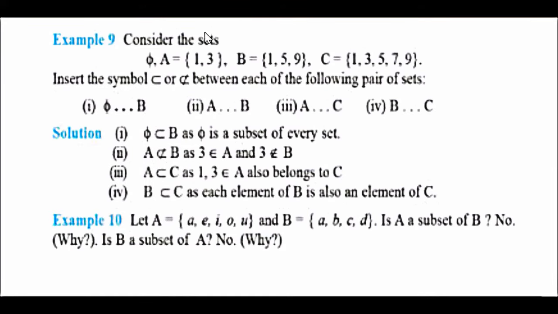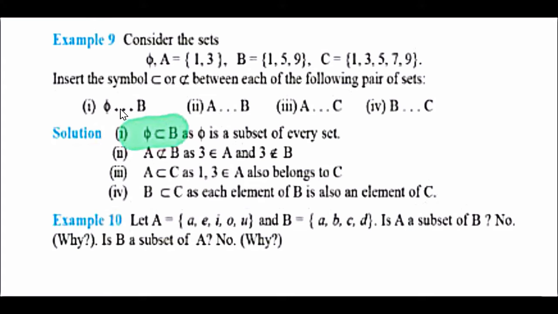Let us take an example now. This is {5}. This is the empty set. A is {1, 3}, B is {1, 5, 9}, and {1, 3, 5, 7, 9} is C. So we have to put the sign here. 5 belongs to B. So all the sets will have {5} as a subset. Or rather, the empty set is a subset of every set.